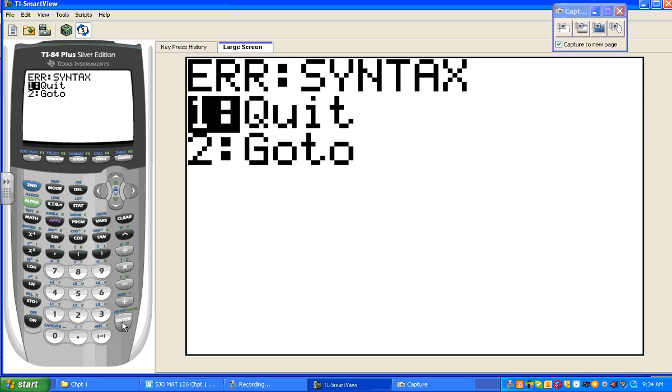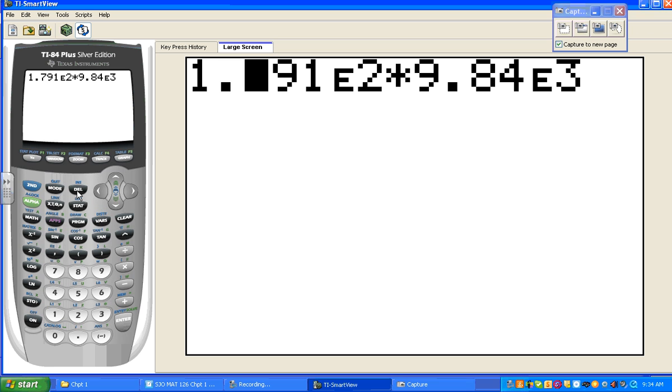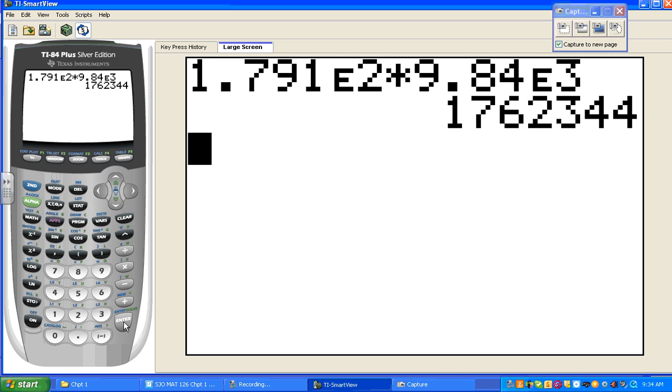It says there's a syntax error. Syntax means you type something incorrectly. I know. I have an extra decimal. I'm going to show you something. If you have a syntax error, you have two options. You can quit the calculation, or you can say, go to the error, and I'll try to help you. It'll say, look, that's the problem. I can't do it. You press delete, and you get your answer. Okay?